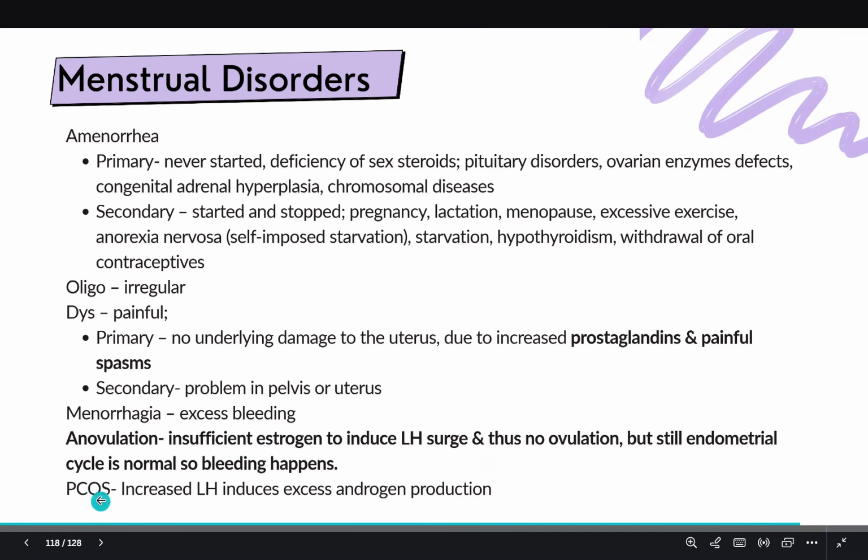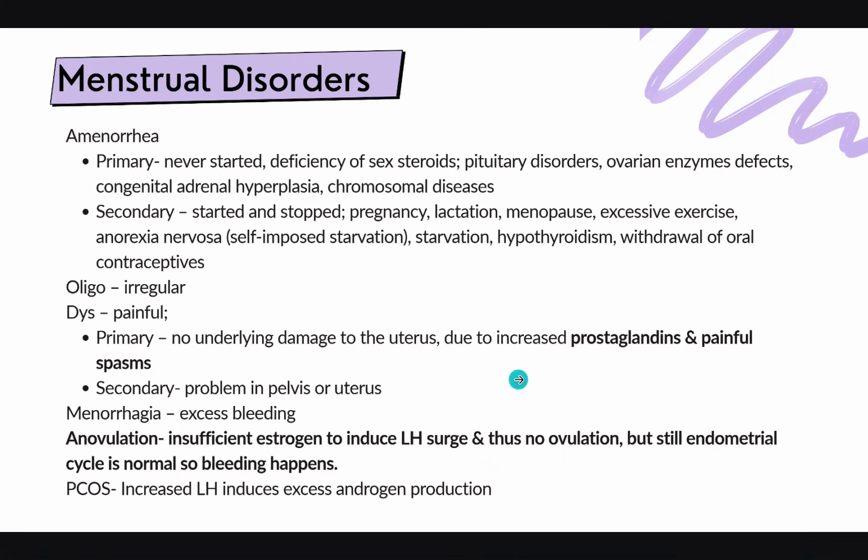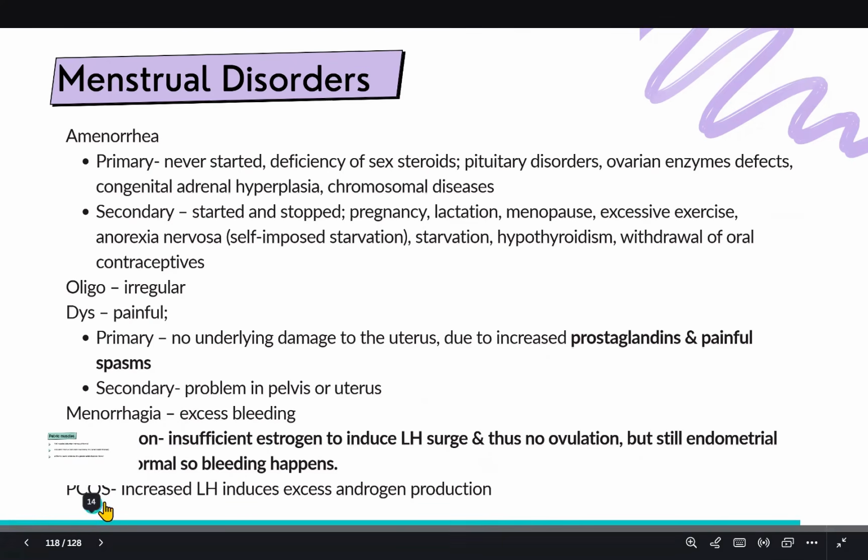And as I mentioned, PCOS. So if someone asks you what is the hormone that is affected in PCOS, the first thing that you talk about is LH, okay? There is increased LH, and this increased LH is the one that causes havoc and increases androgen levels as well, okay? And there's no ovulation in PCOS.